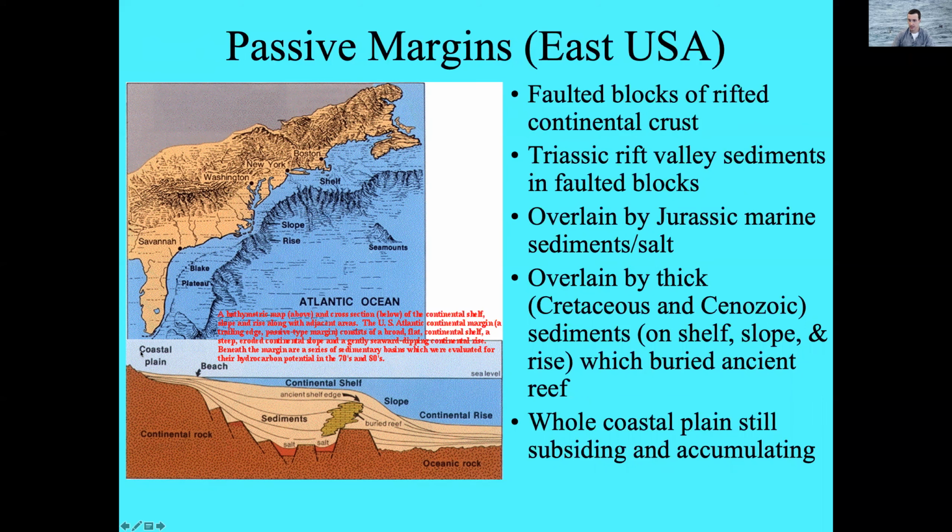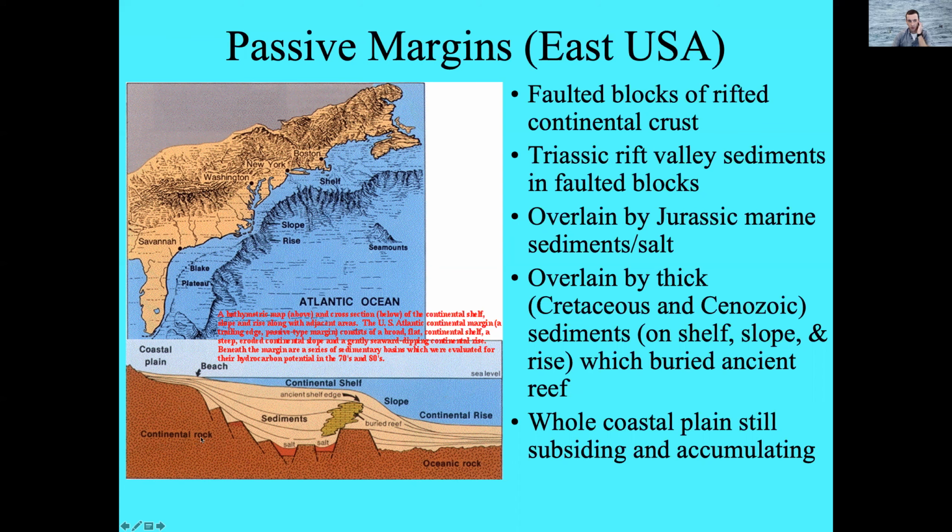And if we look at a cross-section of the East Coast, so this is a cross-section here, we have the coast on the left, the coastal plain, and then sea level on the right. Sea level is this line here dividing the ocean from the atmosphere, and then we have continental rock and sediments above. And really we can see history going back to the break of Pangaea in this cross-section.